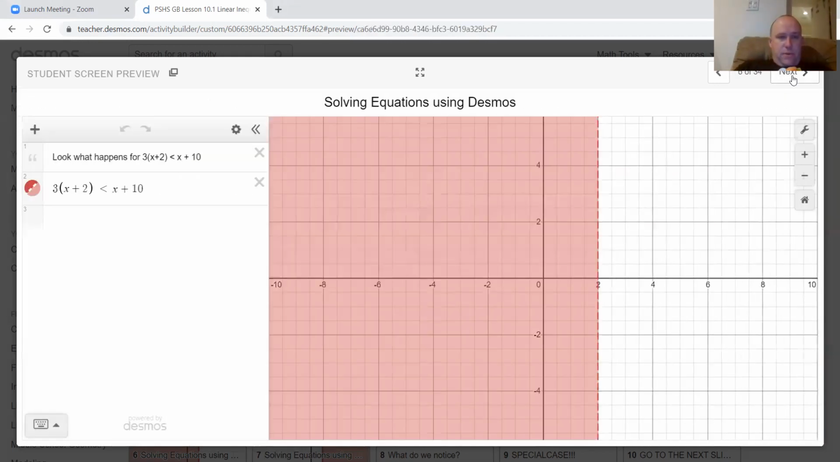Now, just to show you a few other ones which I'd already pre-typed in. So the same question, but this time I just put less than. Notice this time it shades to the left of the line. So the direction that the arrow points for this question is going to dictate which way that the shading points.